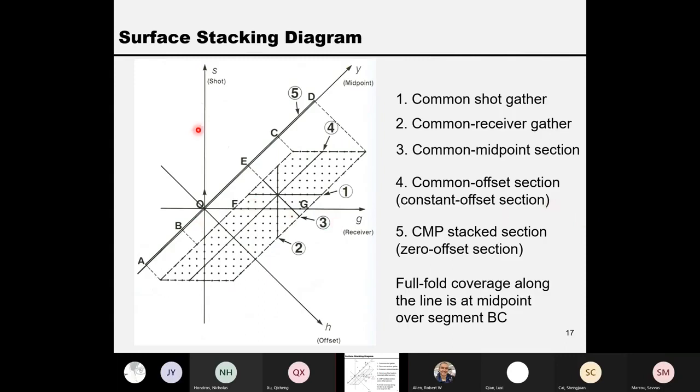Okay, now for this stacking diagram, we can see this one horizontal line here, noted by 1. That's one common shot gather. All the traces recorded from all these receiver points make up a single common shot gather. So this is one shot gather, second one, third one, different shot gathers. Vertically, this is called a common receiver gather. Again, the receiver here means receiver position. That's the difference. Precisely it is called a common receiver position gather, right? We won't say that, we just say common receiver gather.